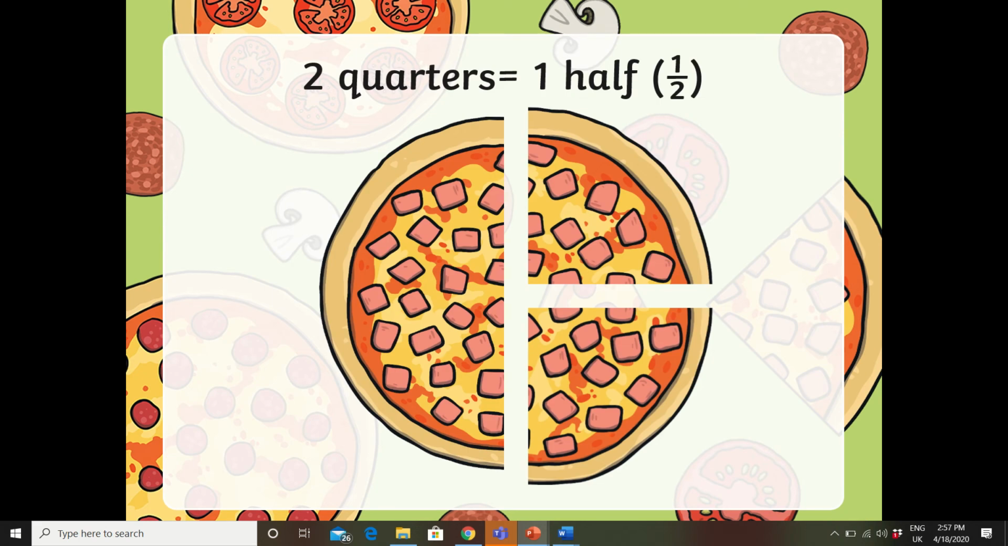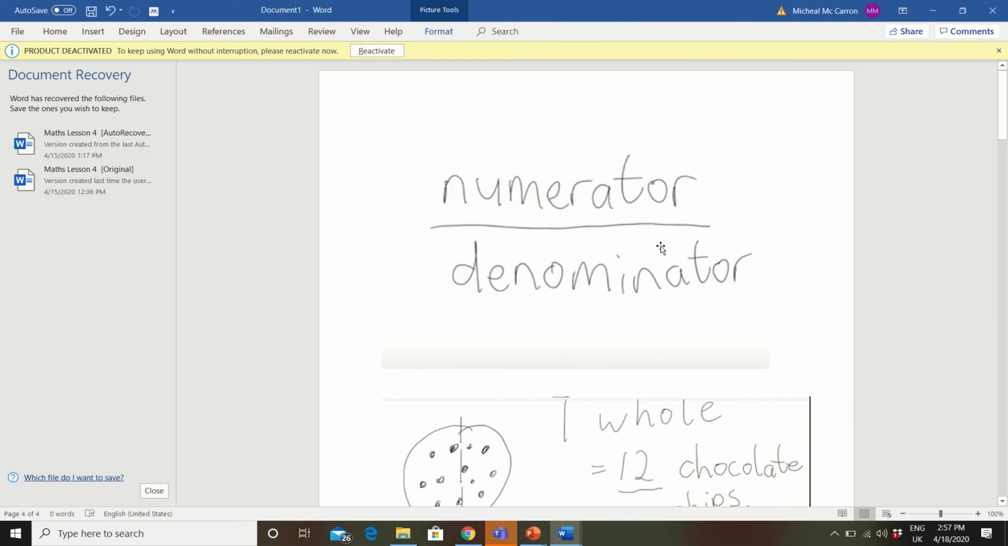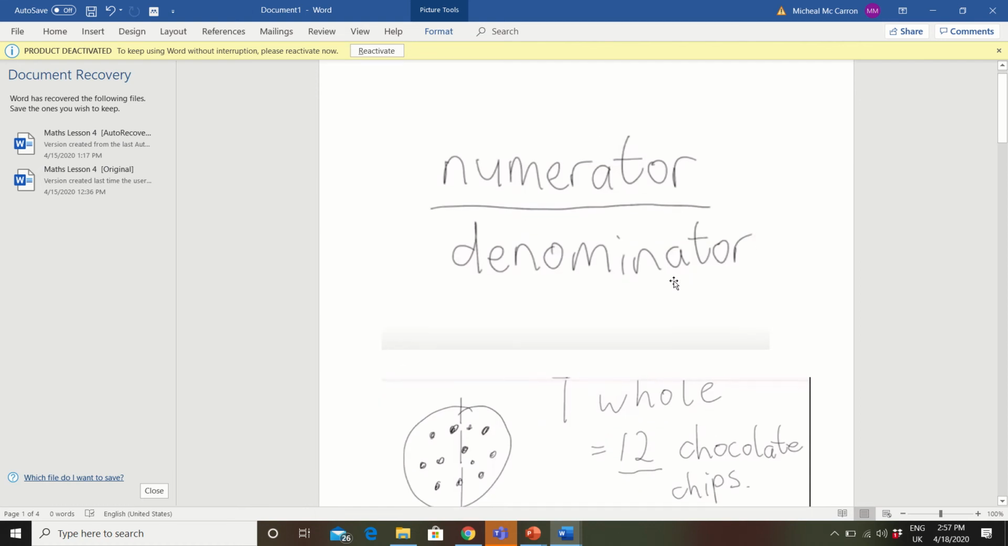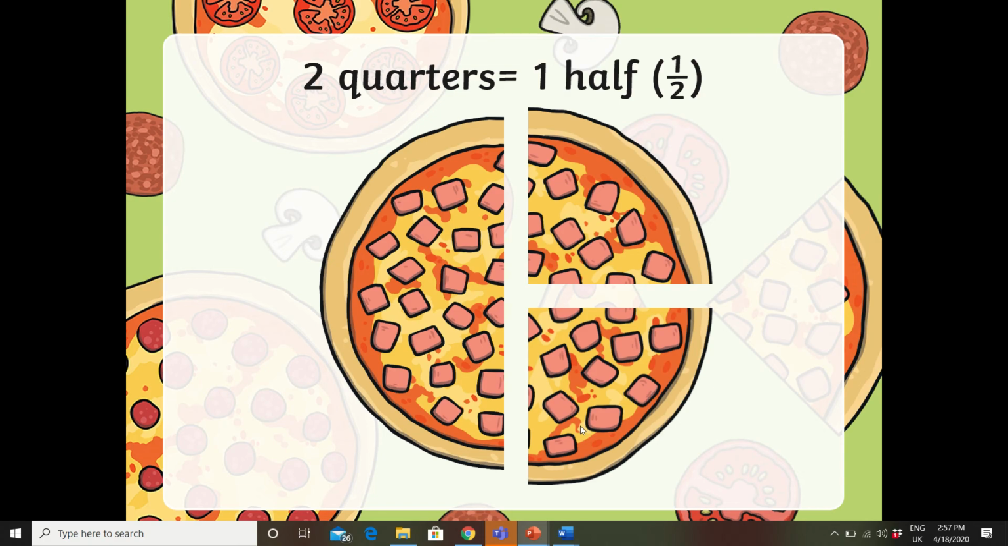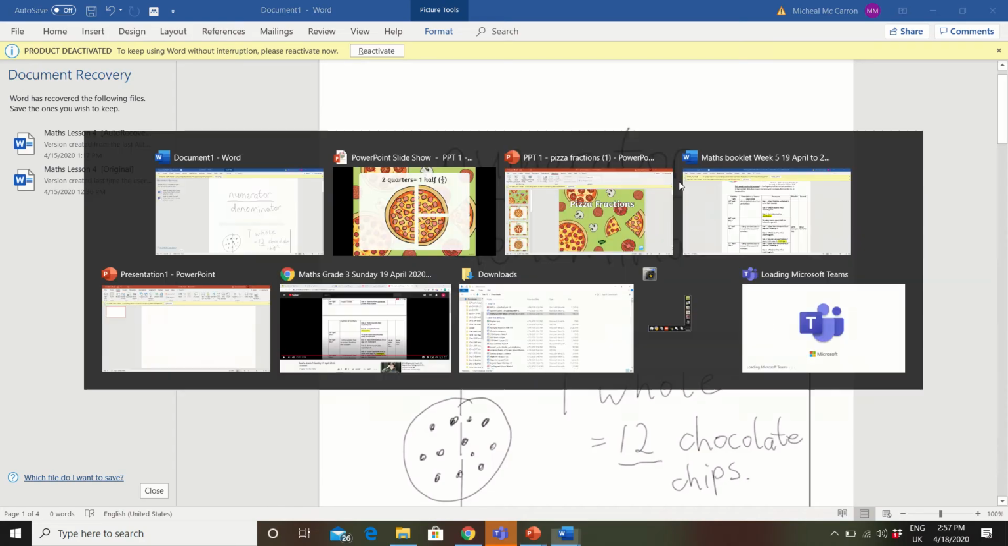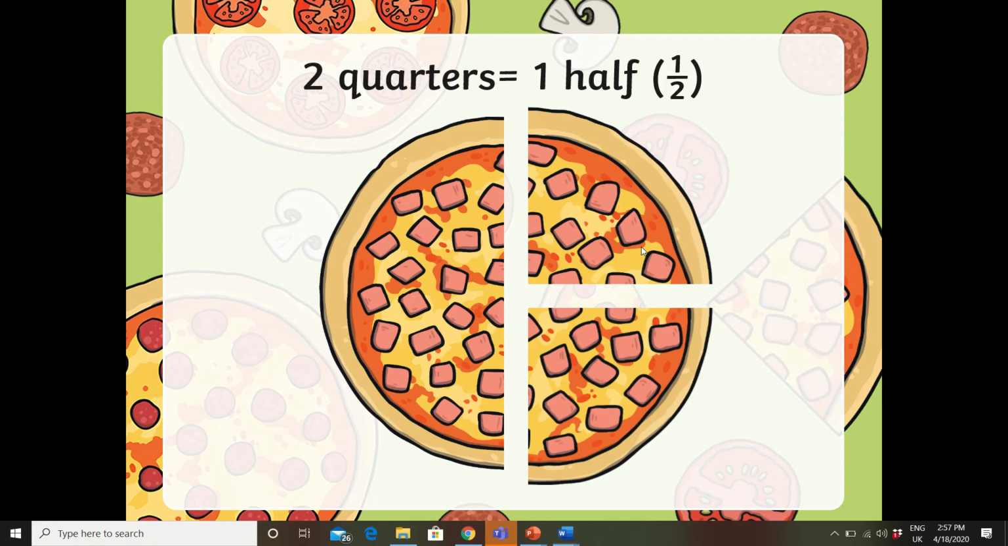Okay. Now, I don't know if you remember, but we have a number on top and a number on the bottom here. So what we call that is the numerator and the denominator. The numerator is on top. The denominator is on the bottom. So we have 1/2. 1 is the numerator, 2 is the number on the bottom, the denominator. So the numerator is the number on top, denominator is the number on the bottom.